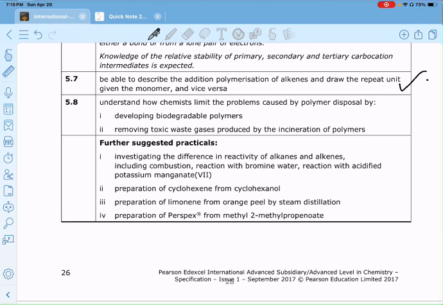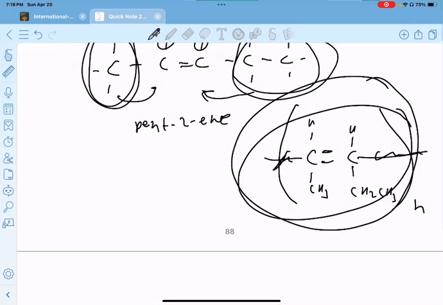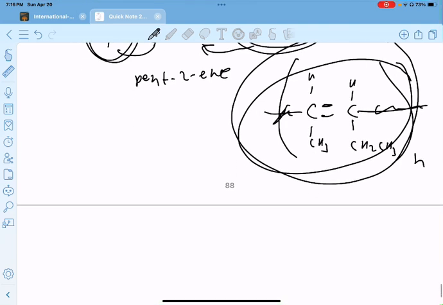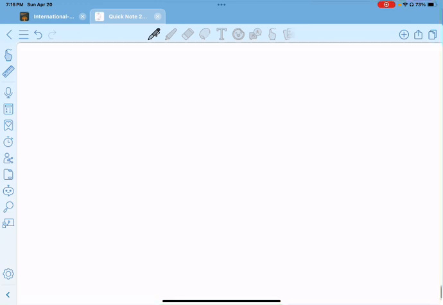Understand how chemists limit the problems caused by polymer disposal by developing biodegradable polymers, and removing toxic waste gases produced by incineration of polymers. Okay, now one important thing about this is it's not tested as much. I've actually not seen it being tested multiple times. I've only seen it once, but we have to know this nevertheless. It can be asked, but it'll come as a 2-mark or a 3-mark question.